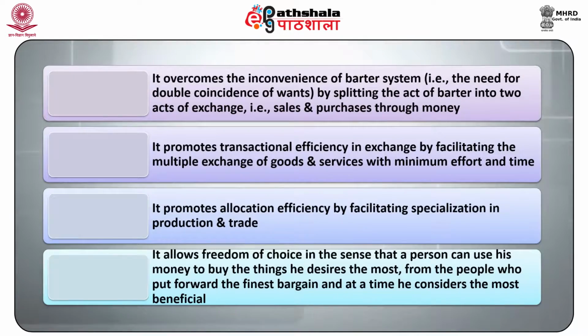A. It overcomes the inconvenience of the barter system, that is, the need for double coincidence of wants, by splitting the act of barter into two acts of exchange, that is, sales and purchases through money. B. It promotes transactional efficiency in exchange by facilitating the multiple exchange of goods and services with minimum effort and time. C. It promotes allocation efficiency by facilitating specialization in production and trade. D. It allows freedom of choice in the sense that a person can use his money to buy the things he desires the most from the people who put forward the finest bargain and at a time he considers the most beneficial.